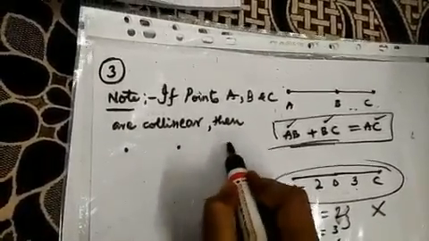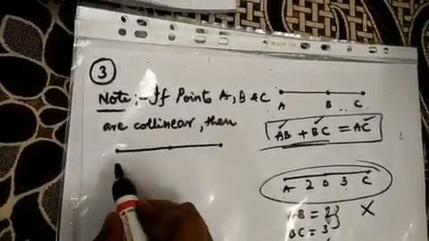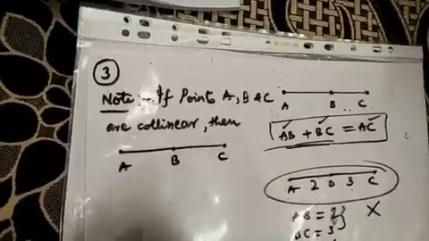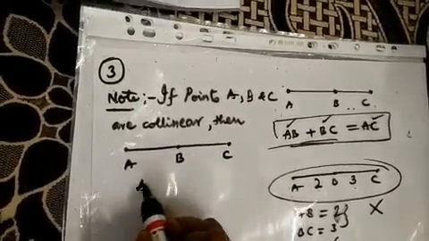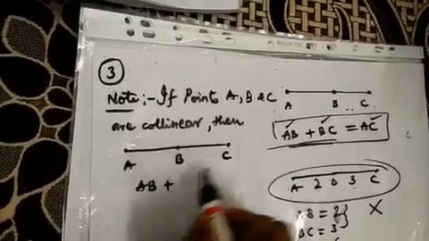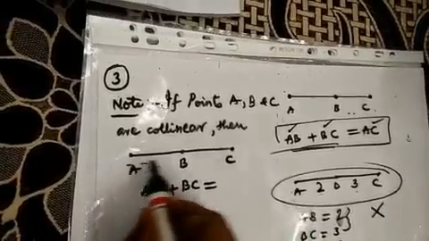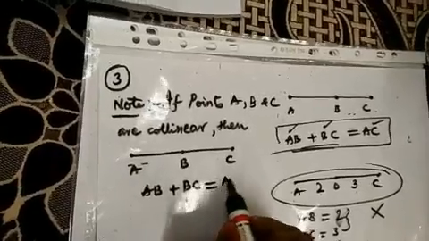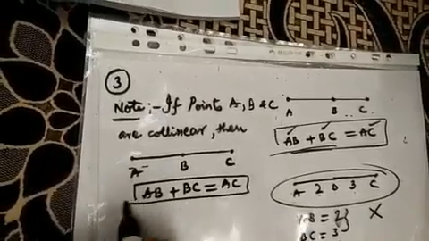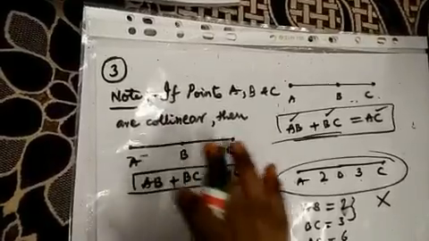Draw the picturization so that you will understand collinear means they lie on the same line. Okay? Then what happens? The bits and parts AB plus BC should be equal to the whole length from A to C. Very, very important condition. If you don't know this, then you can't solve this problem.